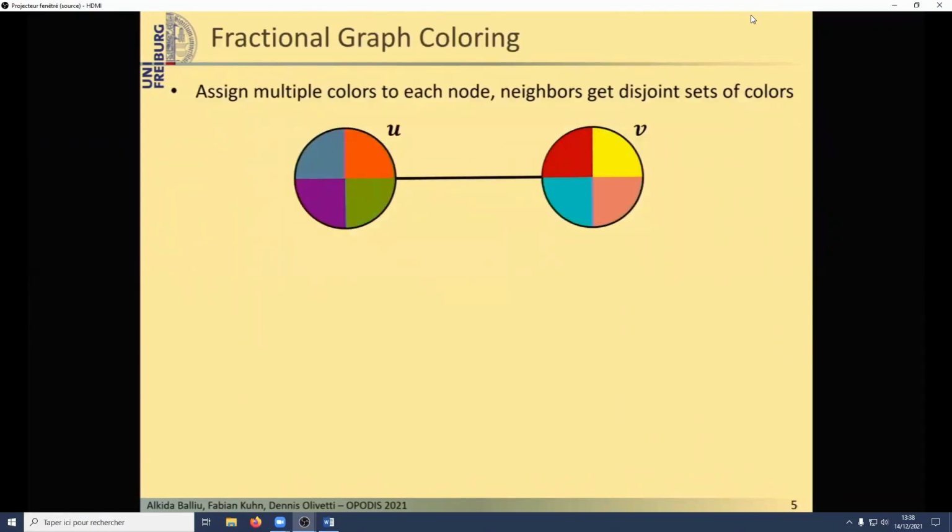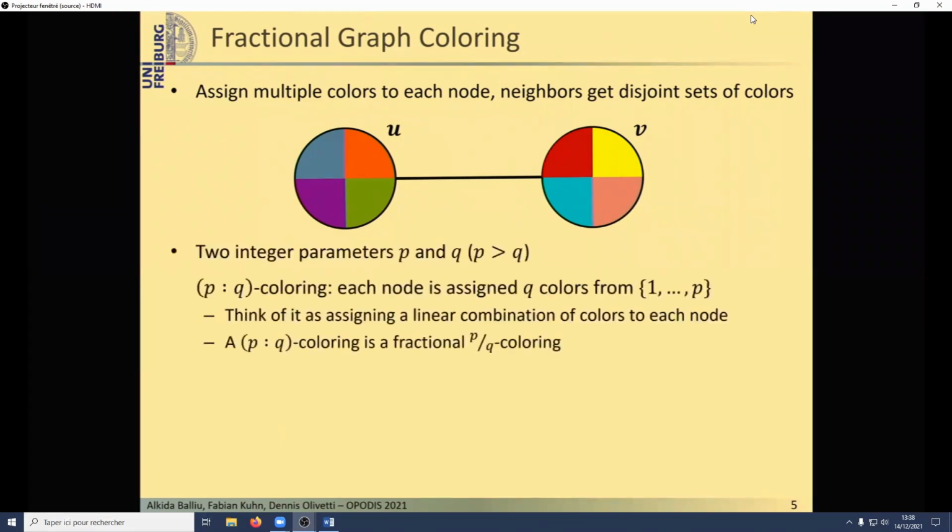So what is fractional coloring? Let me introduce this as multi-coloring, which is really equivalent. Here, the task is to assign multiple colors to each node so that neighbors get disjoint sets of colors. More specifically, we usually have two parameters, which I'm calling P and Q, where P is larger than Q. The goal is to assign a set of Q colors to every node, where the Q colors have to be from a range of P colors, so let's say from the numbers 1 to P.